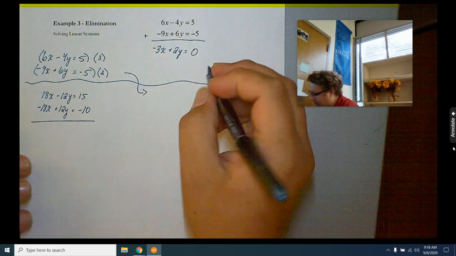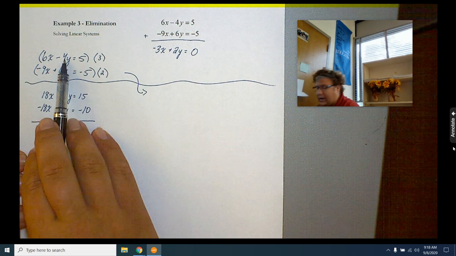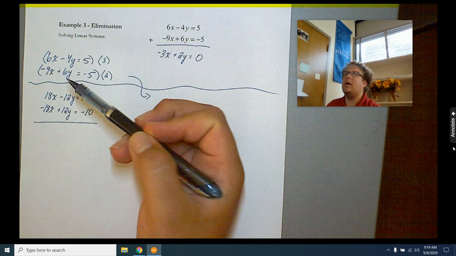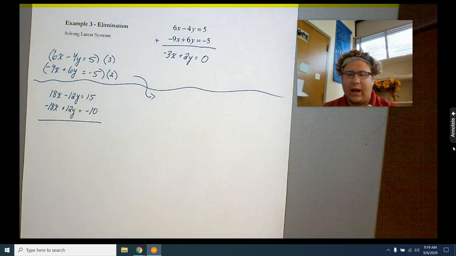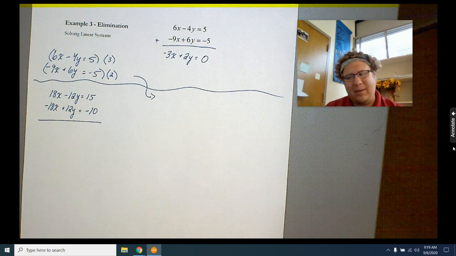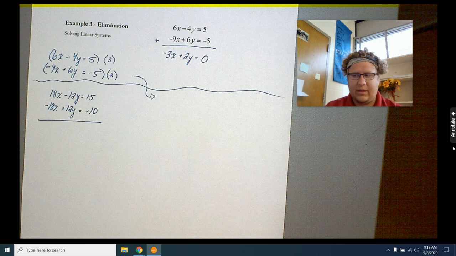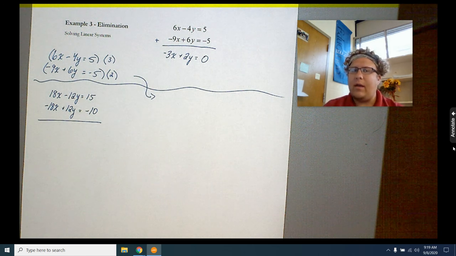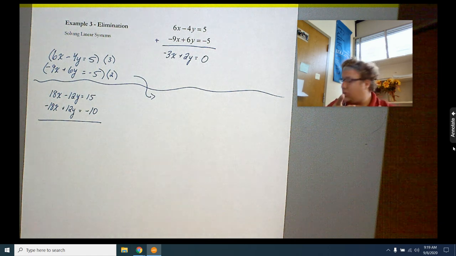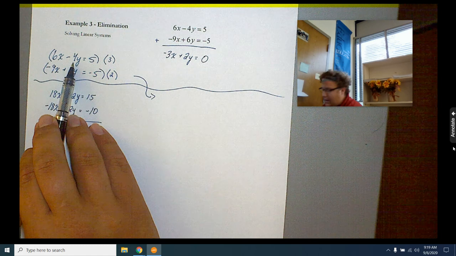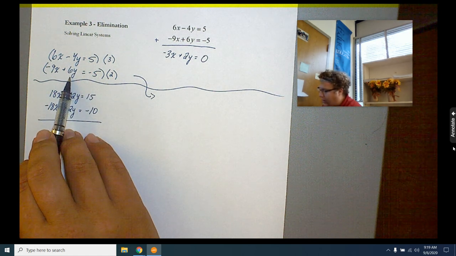Okay, so before I add these, I want to show you another way that we could have formed an equivalent system. And this time we'll focus in on the y variables. So you got to think, what number do 4 and 6 have in common? It can't be 4, that'd be too small. Can't be 8, because 6 does not have a common factor with 8. Well, they do, it's 2, but not big enough. 12. Right? 12 would work here because I can get that to say negative 12y. I can get this to say positive 12y.